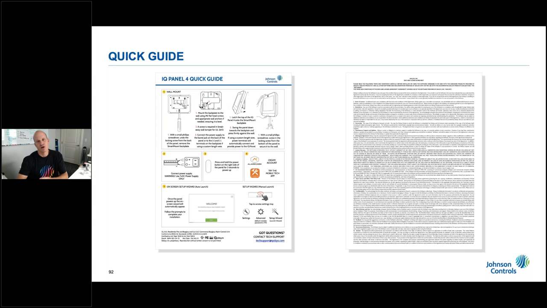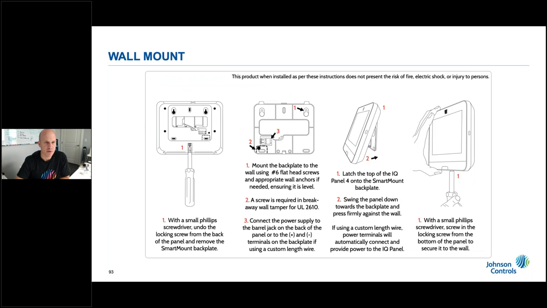One of the things I want to call out is that every panel comes with a single sheet of paper inside, and I know nobody reads it, and that you just crumple it up and throw it away. But this is a pretty nice quick guide to walk you through the first few steps. So that is in the box if you want to go through it. And we're going to use that as our step-by-step guide today. So step one is wall mount.